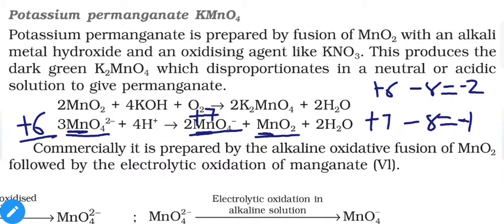Next, MnO2. Total 2 oxygens will give us -4, and that means Mn should be in +4 because it is neutral. So we have two different products, one with a higher oxidation state than the reactant and one with a lower oxidation state than the reactant. So that's why it is a disproportionation reaction.